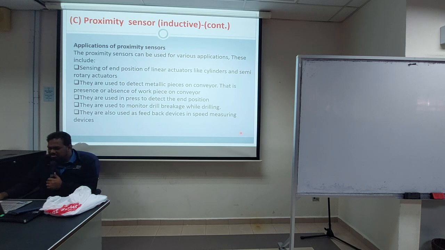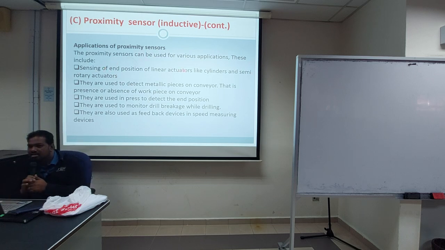Okay, so applications of proximity sensors. Proximity sensors can be used in various applications. You can use a proximity switch to detect the end position of a linear cylinder, a cylinder that moves, extends or retracts. We can use a proximity switch or proximity sensor to detect the end position. They are used to detect metallic pieces on a conveyor, that is the presence and absence of a workpiece on the conveyor. So it can detect items arriving on the conveyor. So it's useful for your production line.